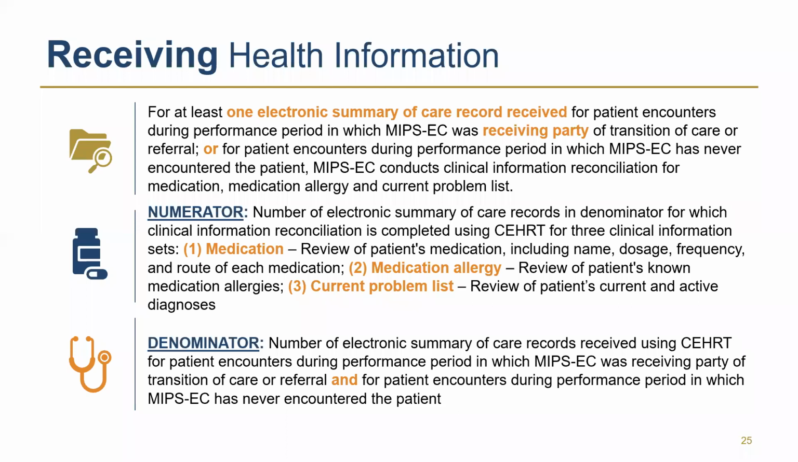When clinicians receive the electronic submission, they conduct a clinical information reconciliation for 3 clinical information sets. Those clinical information sets are medication, so it's review of the patient's medication, including name, dosage, frequency, and the route of each medication. Also, the medication allergy and the current problem list, which is the patient's current and active diagnosis.